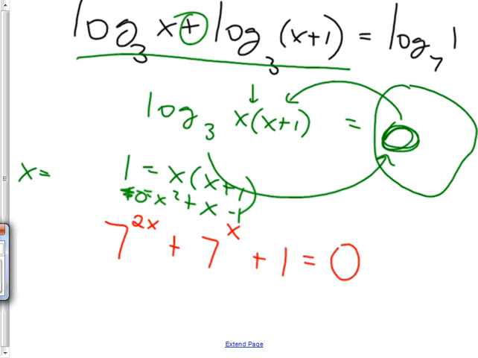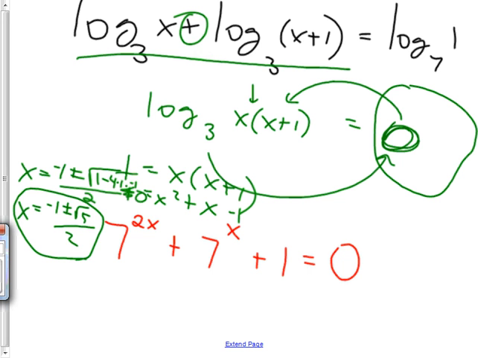X equals negative b, negative 1, plus and minus square root of b squared, which is 1, minus 4ac, 4 times 1 times negative 1. That means there's 2 negatives in it, which makes it positive 4. So that's the square root of 5 all over 2a. 2 times 1 is 2. So x equals negative 1 plus and minus the square root of 5 all over 2. That is as nasty as it could possibly get. And those are our 2 answers for x.